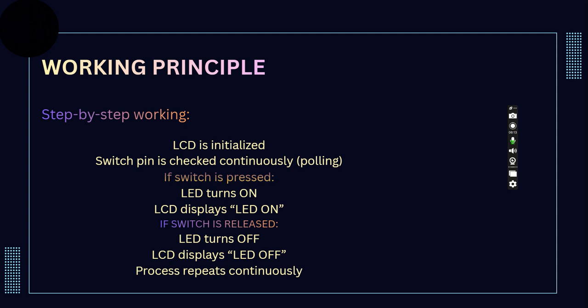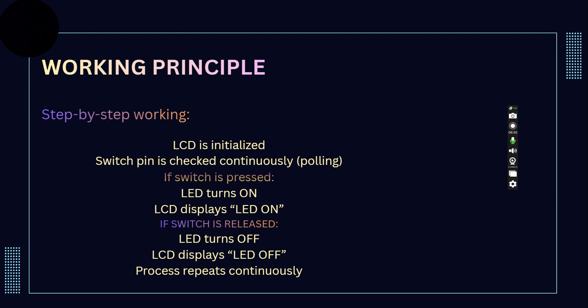When the switch is low, it means it becomes 0, depending on the wiring. The microcontroller detects the pressed condition. The LED turns on by making the LED pin logic high. The LCD displays the message. When the switch is released, the switch returns to its normal state.